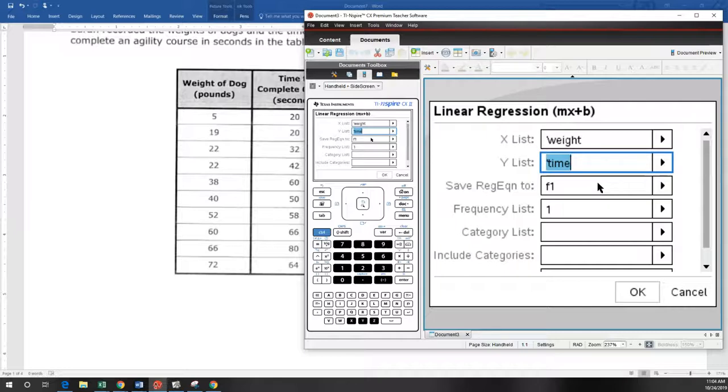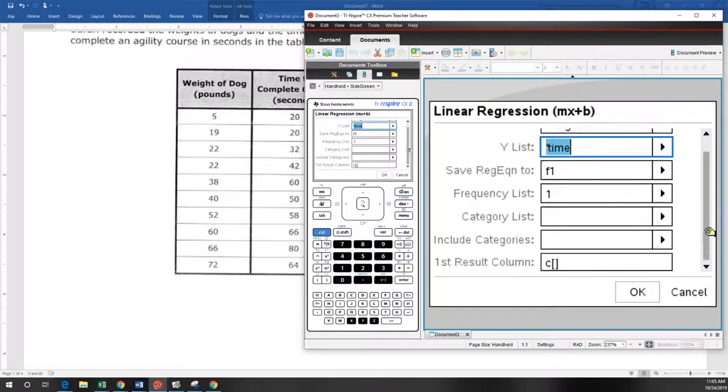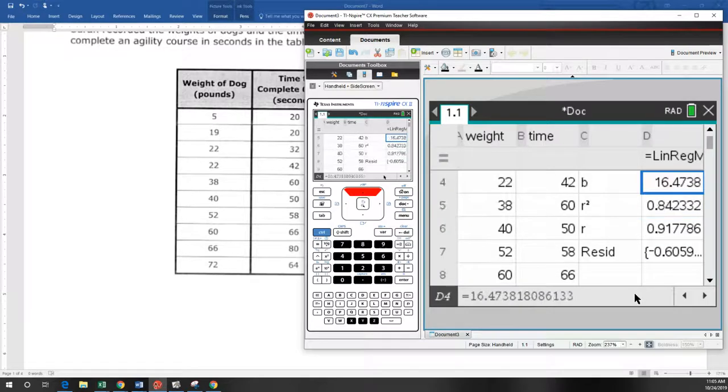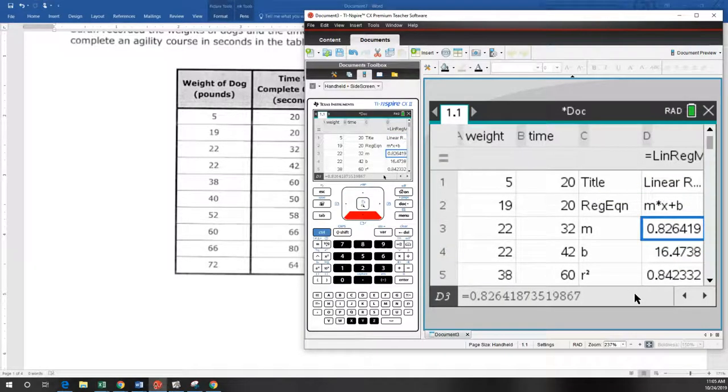Now I know a lot of times time is actually our X, but in this case, it's the weight that influences how long the dogs take. So weight is independent, time is dependent. You don't have to do anything else. Leave everything else where it is. And scroll up a little bit.